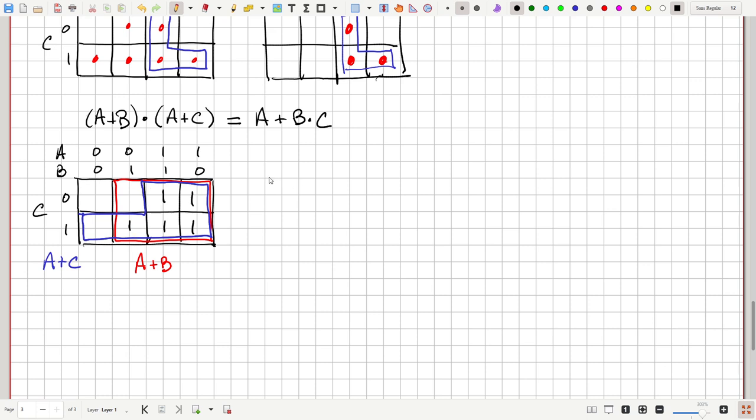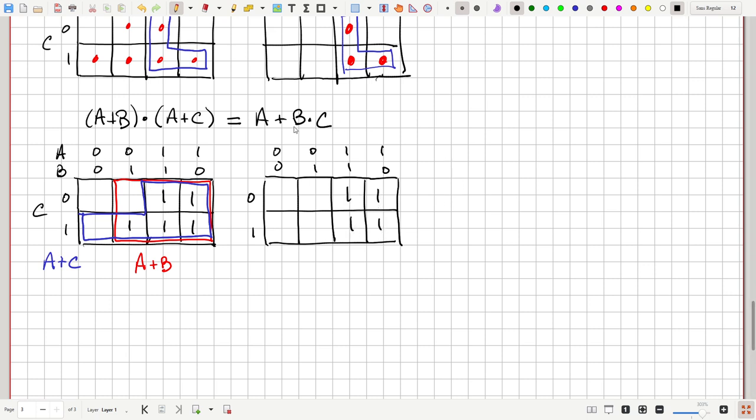Okay, so now let's draw another one. Again, here are your A and B values: 0, 0, 1, 1, 1, 1, 0, and your C values, 0, 1. A, well, let's just put the ones in where A is equal to 1. That's the right two columns. Or B and C. Where's B and C? Well, B is these middle two columns, and C, so you've got to be in the middle two columns and the bottom row. So that's these two cells right there. So it looks like that. So we can see just using the K-maps that indeed A or B and A or C is equal to A or B and C.